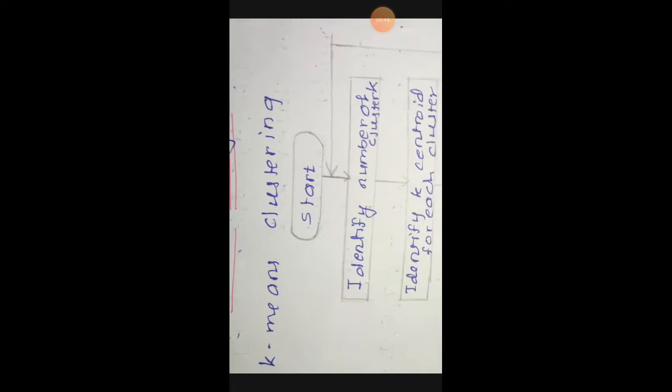K-means clustering. Now let us see the algorithm for K-means clustering. First of all, we have to decide the number of clusters. Let k be equal to 2. Then in the next step, identify the k centroids for each cluster. So if two classes are there, k is equal to the classes or the clusters, then identify k centroids for each cluster.